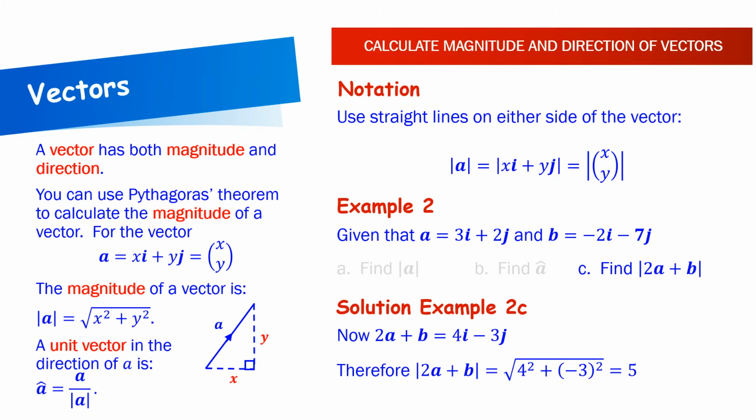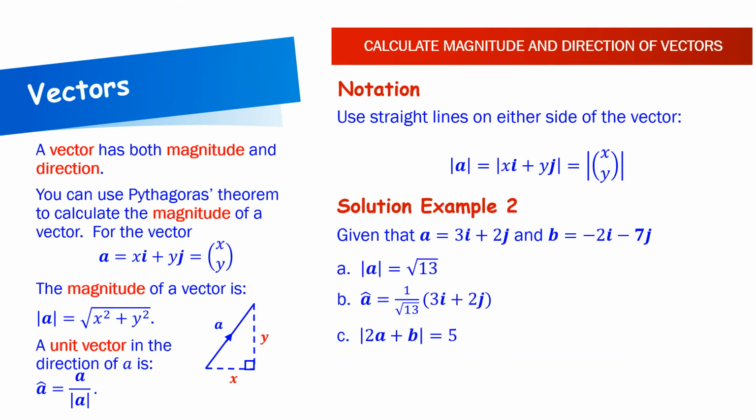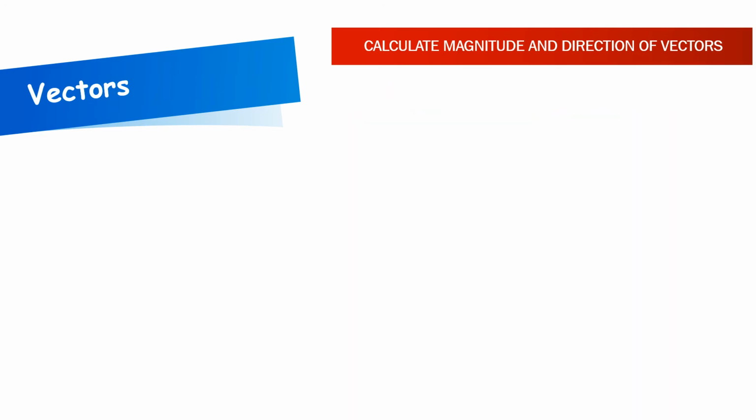and therefore mod 2a plus b equals the square root of 4 squared plus minus 3 squared, which equals 5. So here's a summary of our solutions.